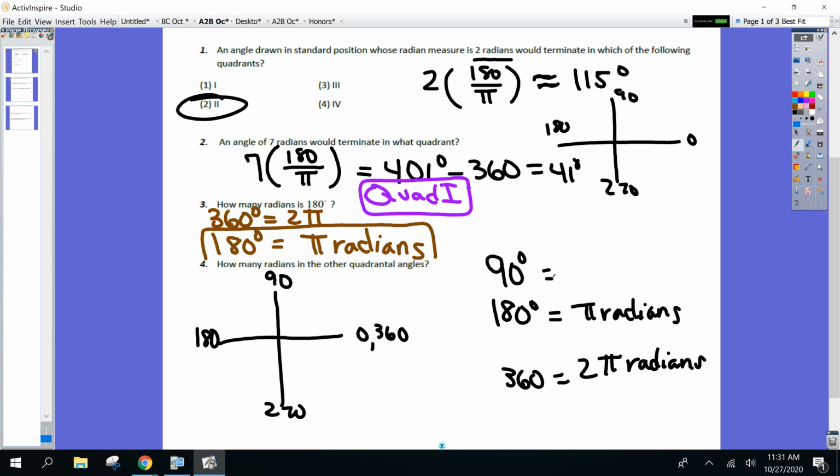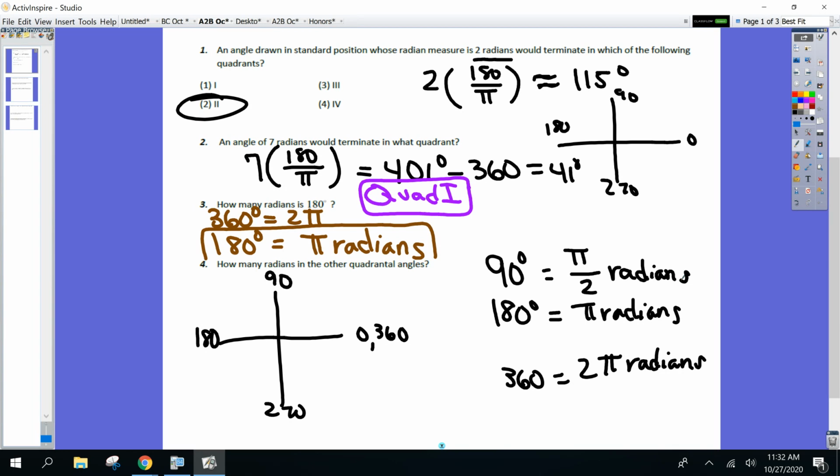Anybody think they could find 90 without going to the reference sheet? How do 90 and 180 relate? 90 is half of 180. So I'm going to take, again, half a pi. So we're going to say not pi, but pi divided by 2 radians. And again, I don't want to write that long decimal out, so I keep it pi over 2 to keep it nice and clean.